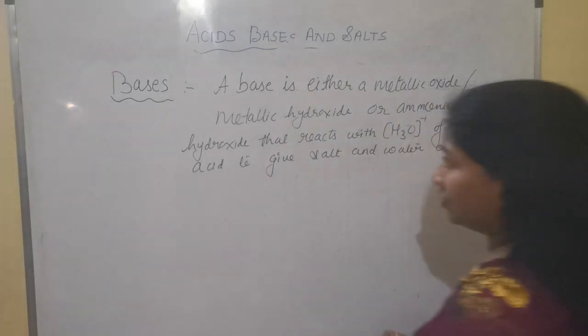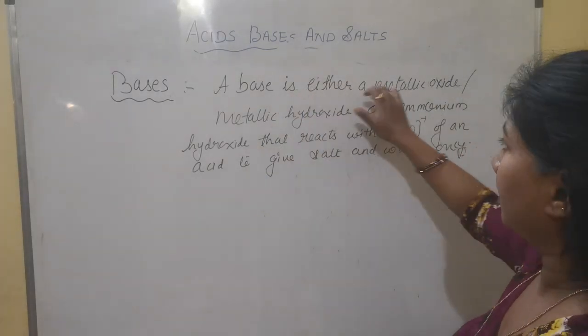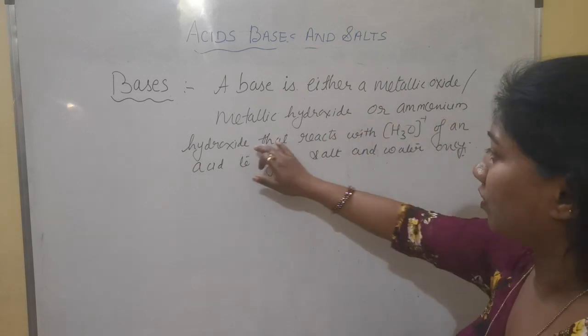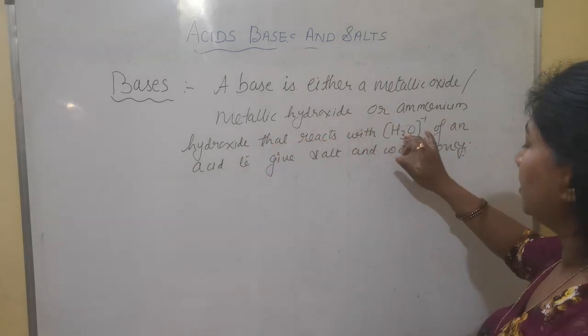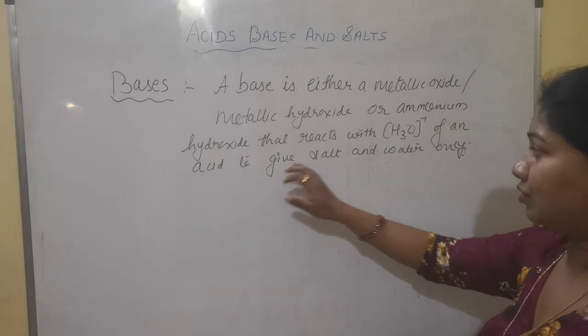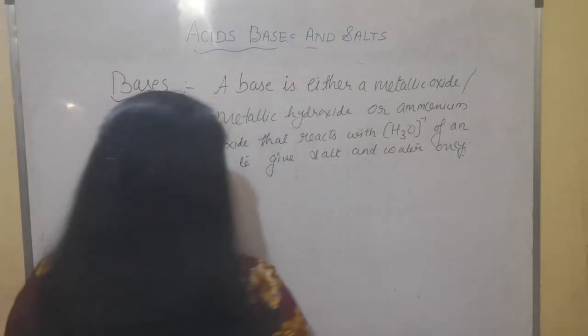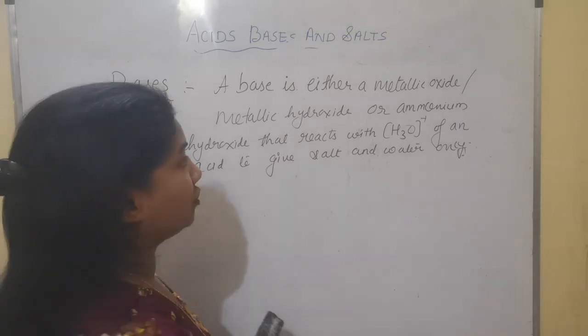So what is the definition of a base? A base is either a metallic oxide, metallic hydroxide or ammonium hydroxide that reacts with hydronium ion of an acid to give salt and water only. Now I will take some examples to make this definition more clear.